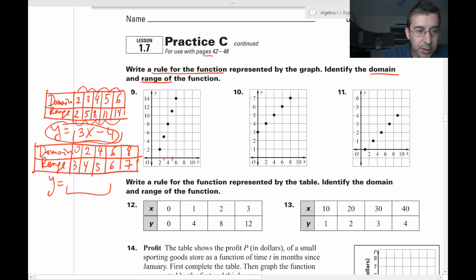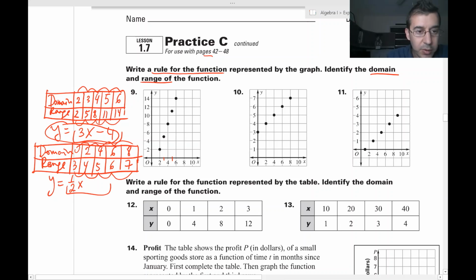we see the domain values are 0, 2, 4, 6, 8. The range values are 3, 4, 5, 6, 7. We see the range values increment by 1, right? 3, 4, 5, 6, 7. The domain values increment by 2, right? So this would be 1/2 x. And then we might have to do some adjustment.